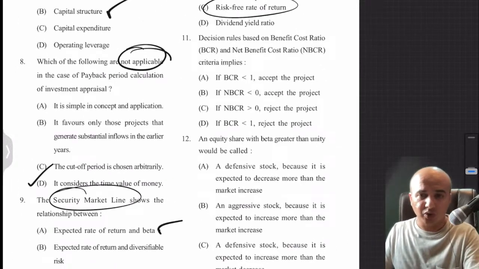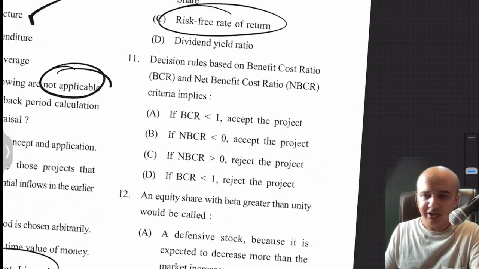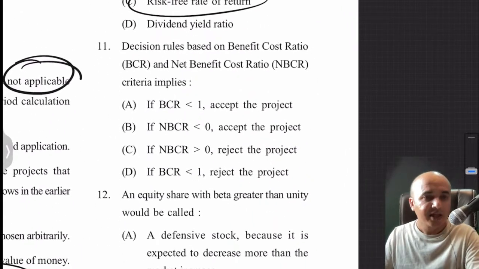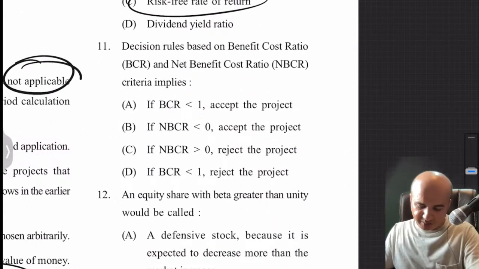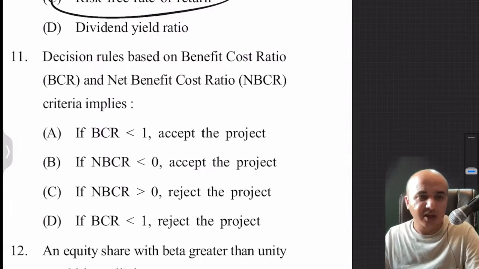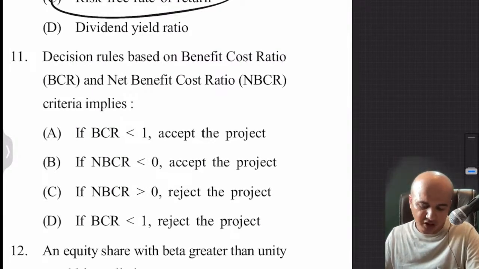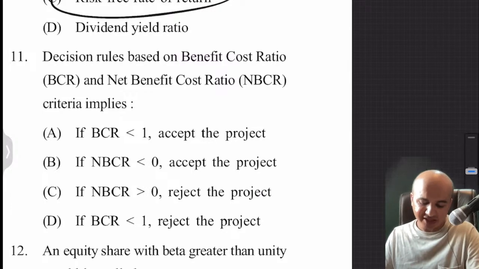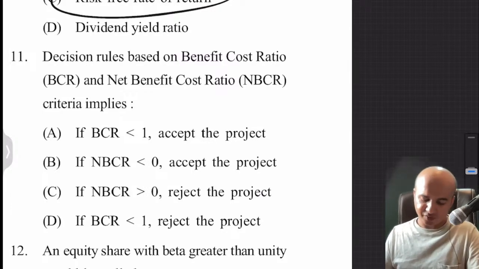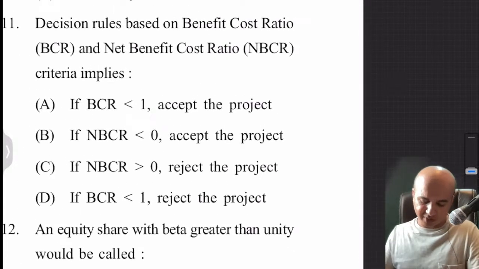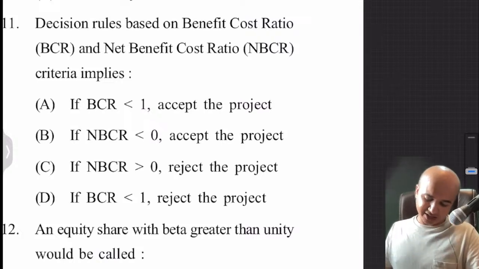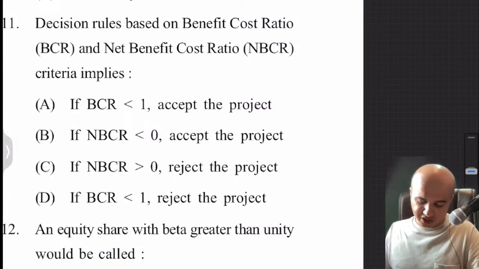Let's move on to question 11. Okay, Sharon has answered option C. Yeah, correct answer. Next, question number 11. Decision rules based on benefit cost ratio, BCR, and net benefit cost ratio criteria implies what? If BCR is less than 1, accept the project. If net benefit cost ratio is less than 0, accept the project. If net benefit cost ratio is more than 0, reject the project. If BCR is less than 1, reject the project. So now which one is the right one?